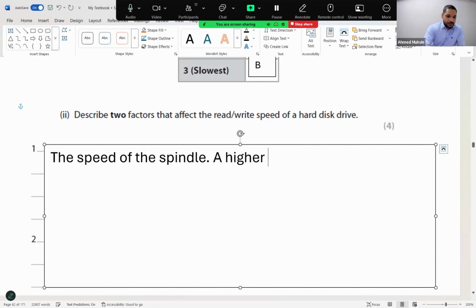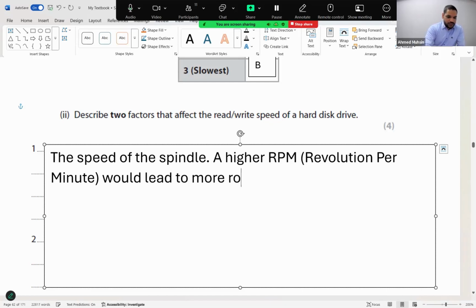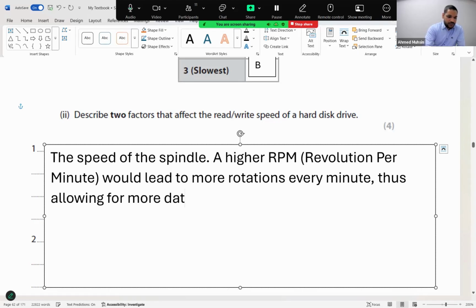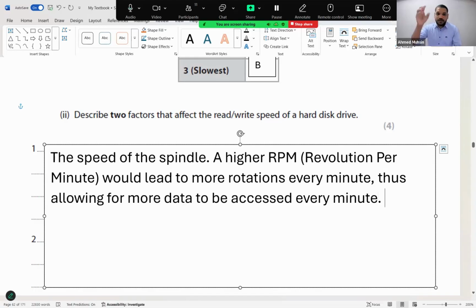A higher RPM, put in brackets the meaning of it, revolution per minute. A higher RPM would lead to more rotations every minute, thus allowing for more data to be accessed every minute. Agree with me on this now? A higher RPM belongs to your spindle. The faster the spindle rotates, the more data can be read or written.